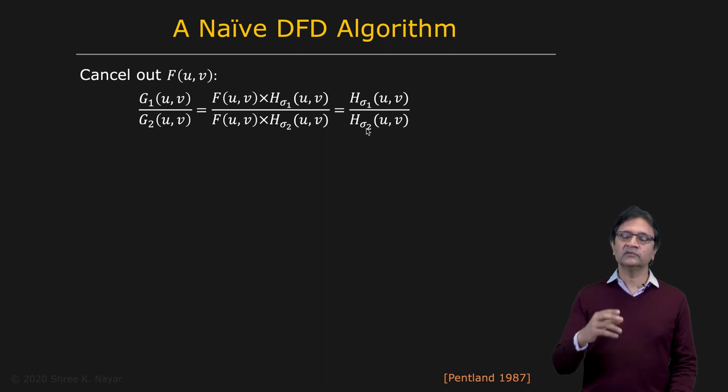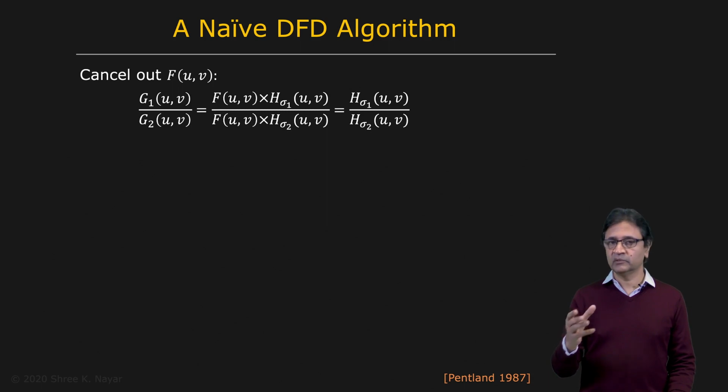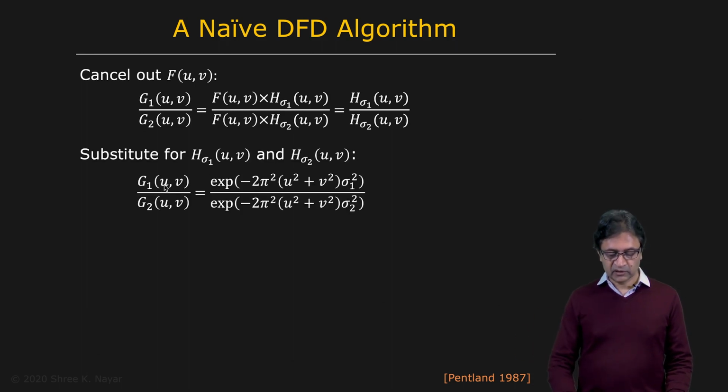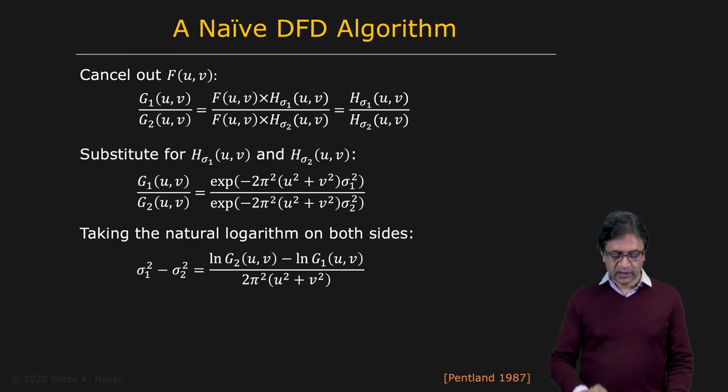And we know that the PSF itself, we modeled it as a Gaussian. And so the Fourier transform of a Gaussian is a Gaussian. So essentially, that's what you get here. G1 by G2 is the ratio of two Gaussians in U and V with sigma 1 and sigma 2. So now we can take the natural log on both sides, and we get sigma 1 squared minus sigma 2 squared equal to this, and everything on the right-hand side is known.